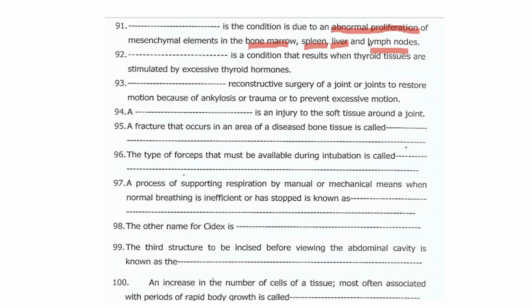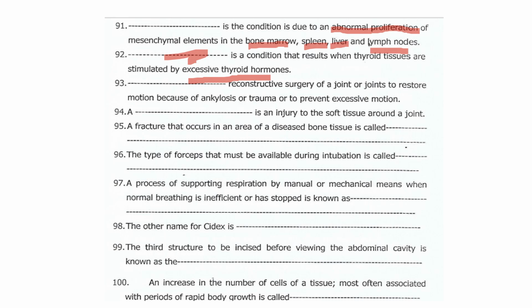92. Dash is a condition that results when thyroid tissues are stimulated by excessive thyroid hormones. Look at this, there is thyrotoxicosis and hyperthyroidism. In this case, you should be able to know the difference between the two. It's very important. The thyroid tissue is stimulated by excessive thyroid hormones, so the answer is hyper, because that is excessive, meaning high. So that is called hyperthyroidism. You can comment there, but basically that is the answer.